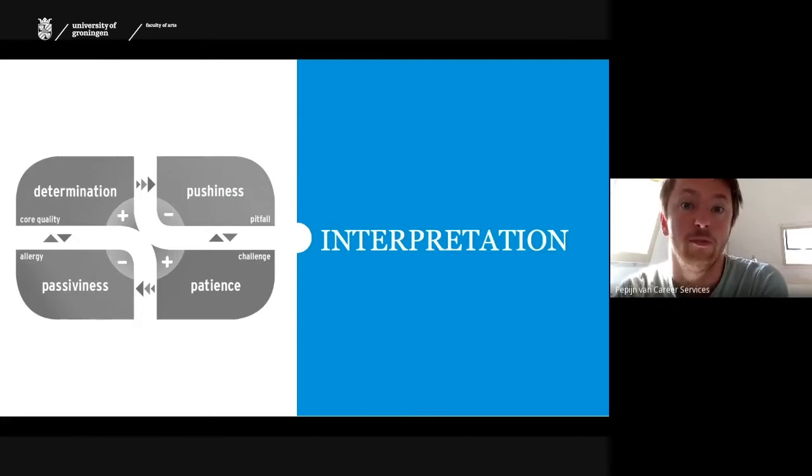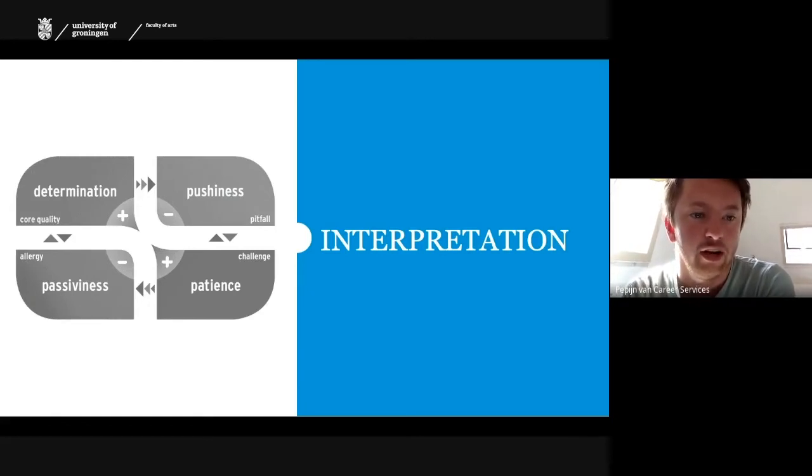But how to interpret this thing? I'm going to give you one example on interpretation, and the rest you have to come up with yourself, or you can ask us as career services, of course. So in this case, you are being determined. That means that in some situations, you have to show patience. And that in those situations where other people show patience, you can perceive that as passiveness. So that is your allergy.